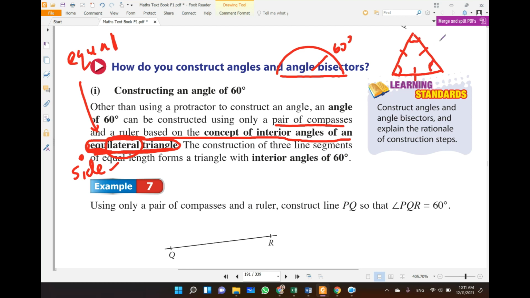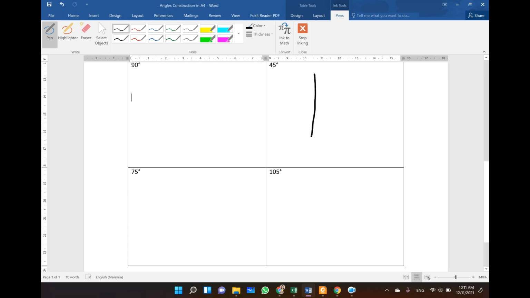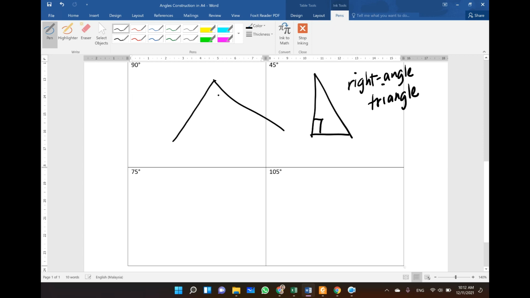You also have learned a triangle like this. What do you call this triangle? Remember the name that you have learned previously? Right angle. Very good. This is a right-angled triangle because you have a right angle at one corner. And then I'm sure you have learned this one before in your primary school, a triangle like this.